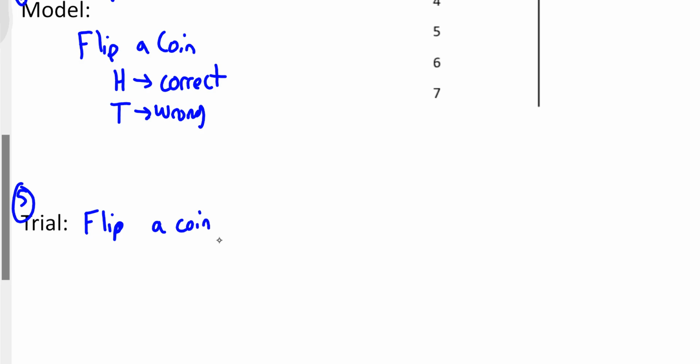7 times for heads or tails. Okay, and that will give us 1 trial. That's defining 1 trial. That's not 7 trials. That's 1 trial because it's like simulating 1 test of 7 questions.